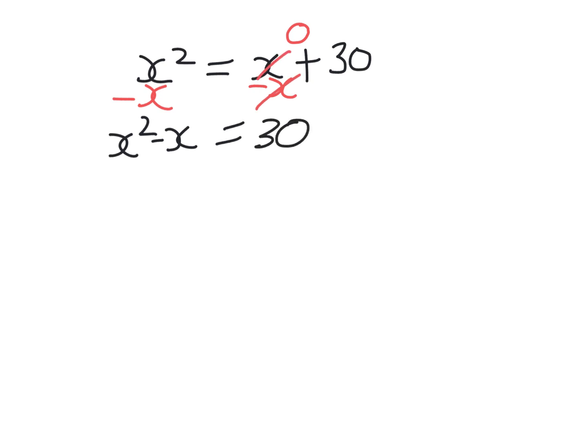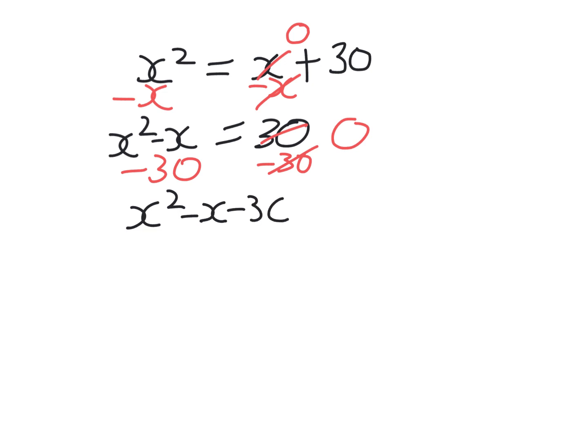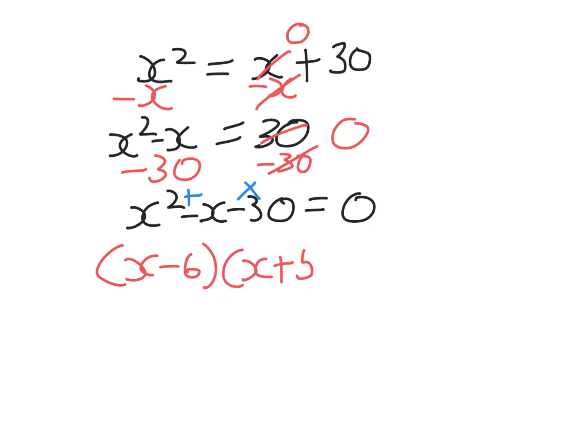Now I can subtract 30 from both sides because add 30 and subtract 30 undo each other. So on the right-hand side, I'm left with 0. On the left-hand side, I have x squared minus x minus 30. So now this looks like all the quadratic equations on the previous slide. Because one side equals 0, I can now factorize. This is a trinomial, so I'm going to find two numbers that multiply to this and add to this. The two numbers that multiply to negative 30 and add to negative 1 are negative 6 and positive 5.